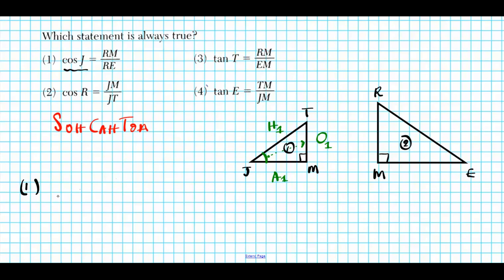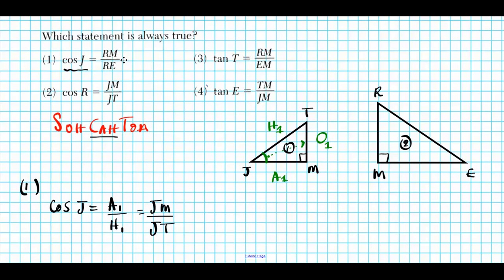Okay, so what do we have? Cosine J is going to be adjacent from triangle 1 divided by the hypotenuse from triangle 1, from K, okay? So adjacent is going to be JM divided by the hypotenuse, which is JT.